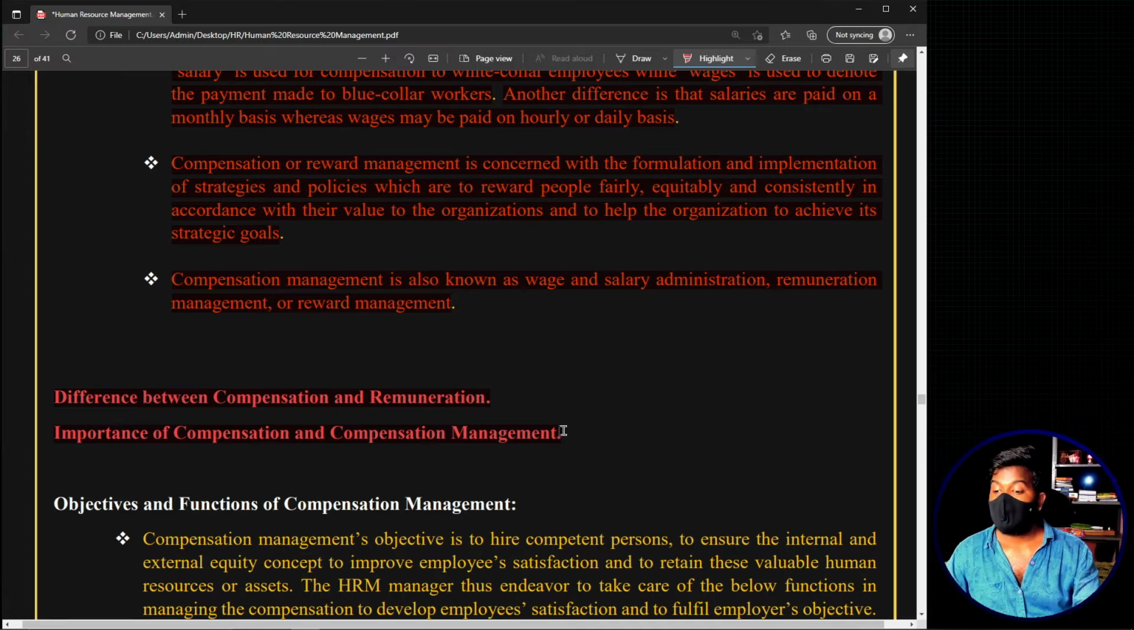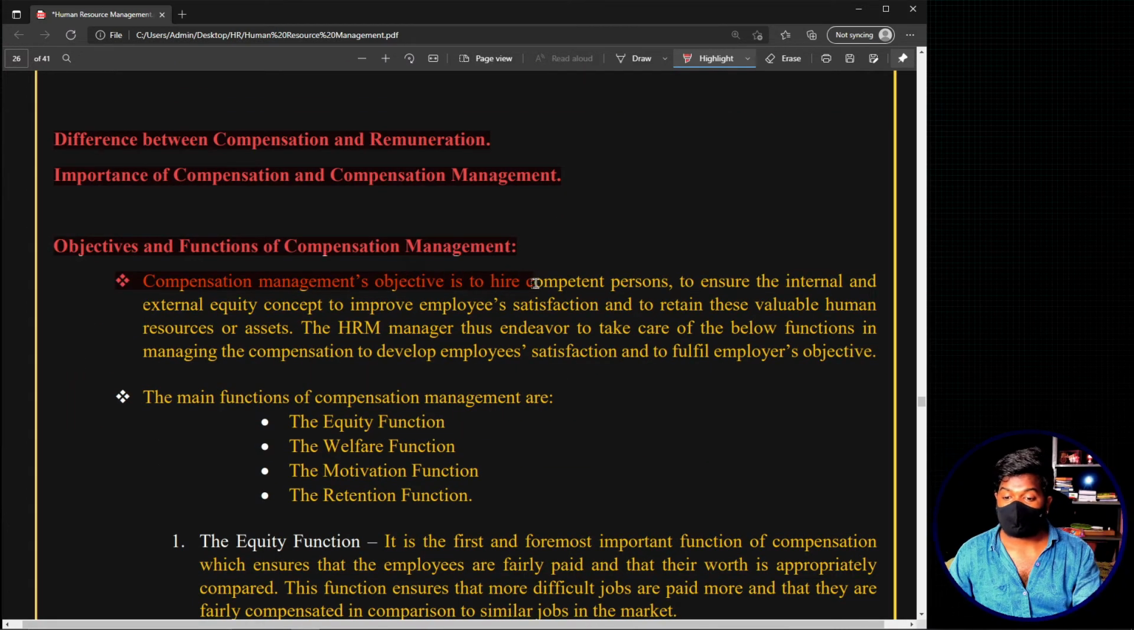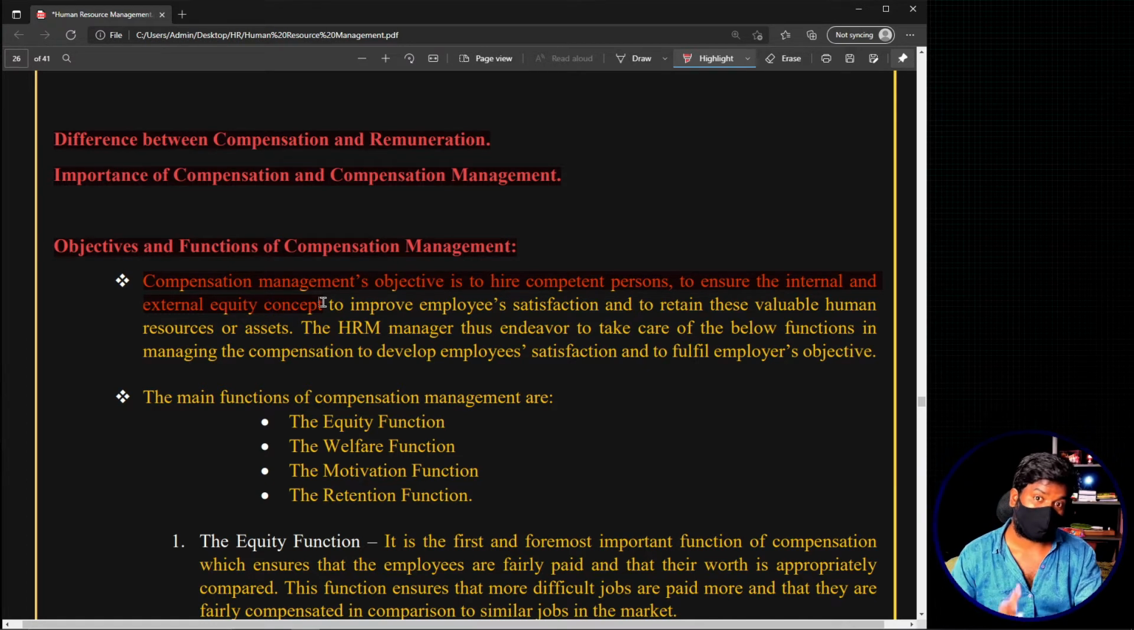Now see, the objectives and functions of compensation management. See, compensation management's objective is to hire competent persons to ensure the internal and external equity concept. I'm again telling you, we have discussed this particular equity concept in the previous class. Here also we are going to talk, but we are not going to stress on this equity concept much, because we had a detailed explanation of this entire equity thing in the previous topic, which is job evaluation. If you want the complete picture of this equity, please go back and watch the previous class, the last part.